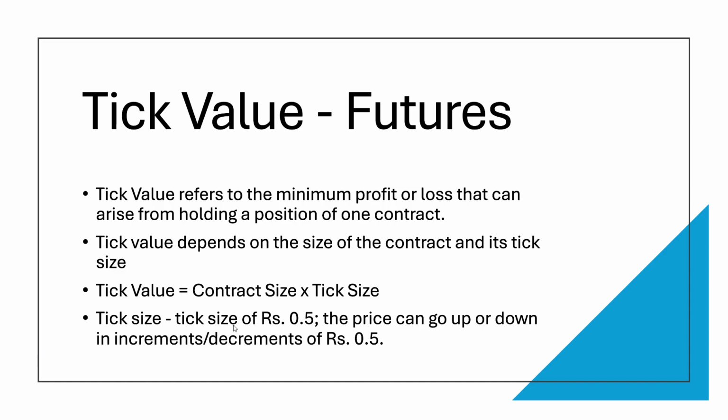So basically tick size: the price can go up or down, increment or decrement, 0.5 only. If it is 0.1, it can go up or down 0.1 only. So you understand what a tick value is in futures.